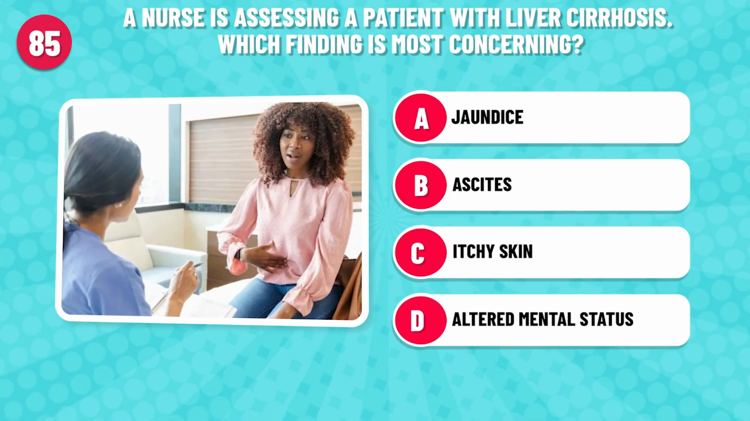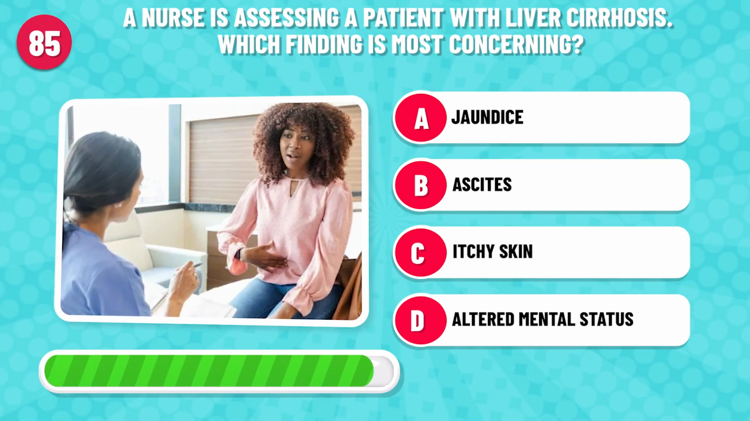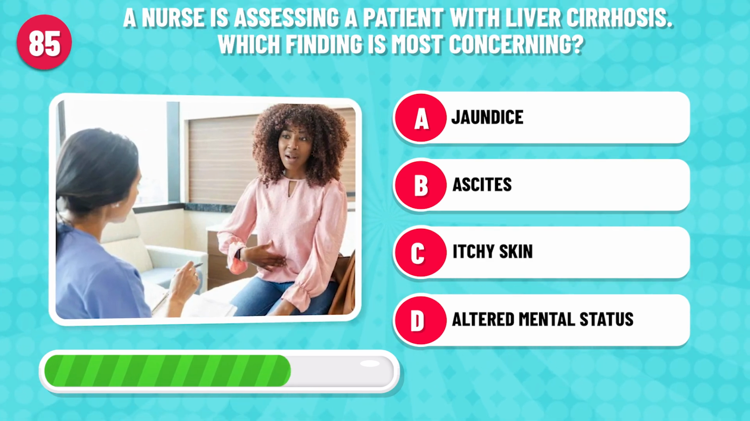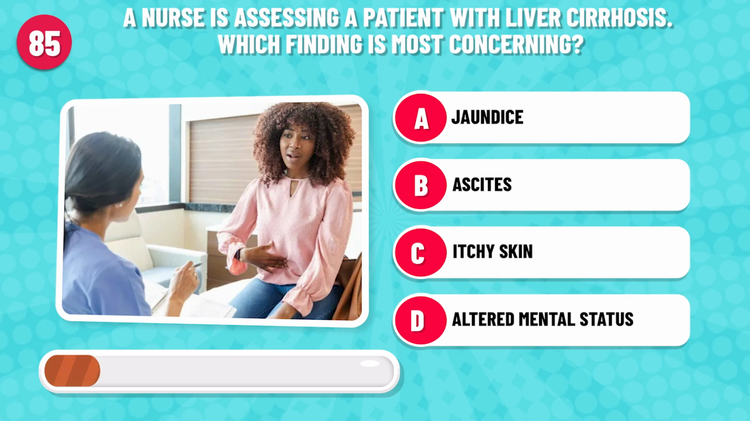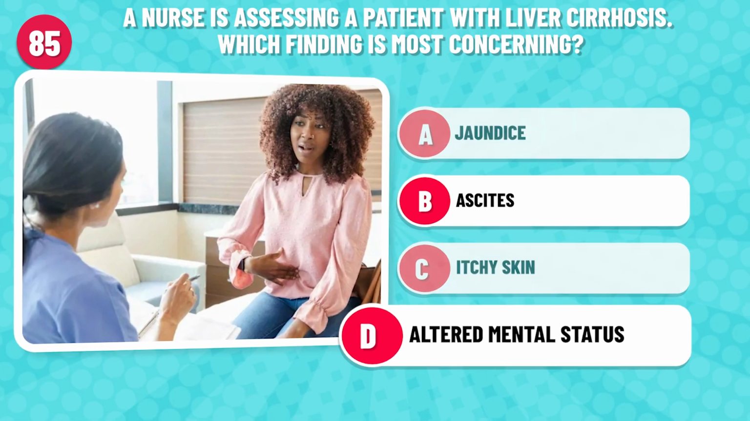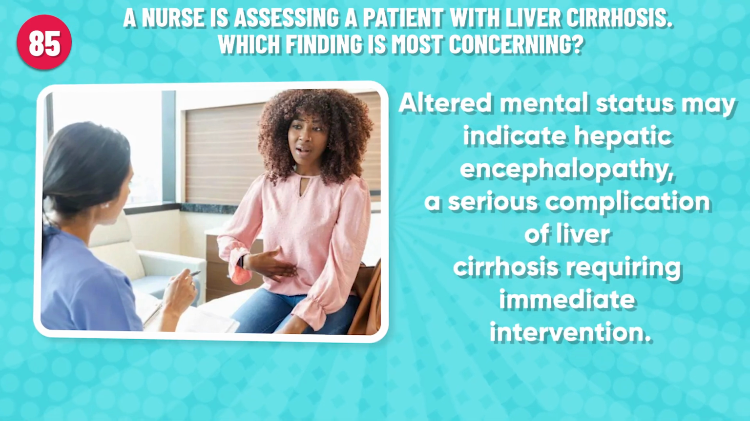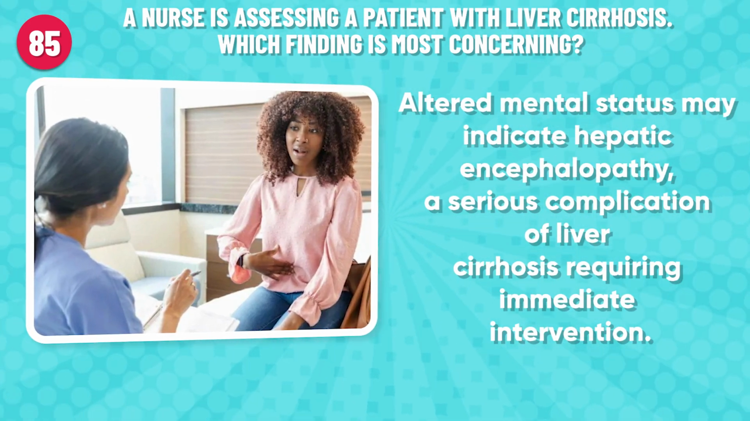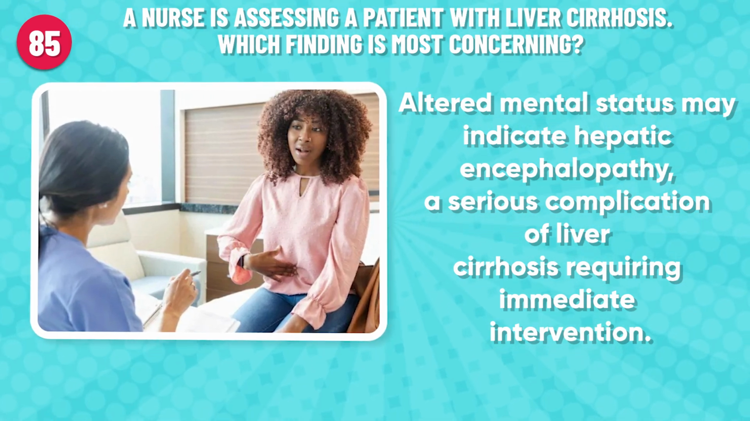A nurse is assessing a patient with liver cirrhosis. Which finding is most concerning? It's D. Altered mental status. Altered mental status may indicate hepatic encephalopathy, a serious complication of liver cirrhosis requiring immediate intervention.